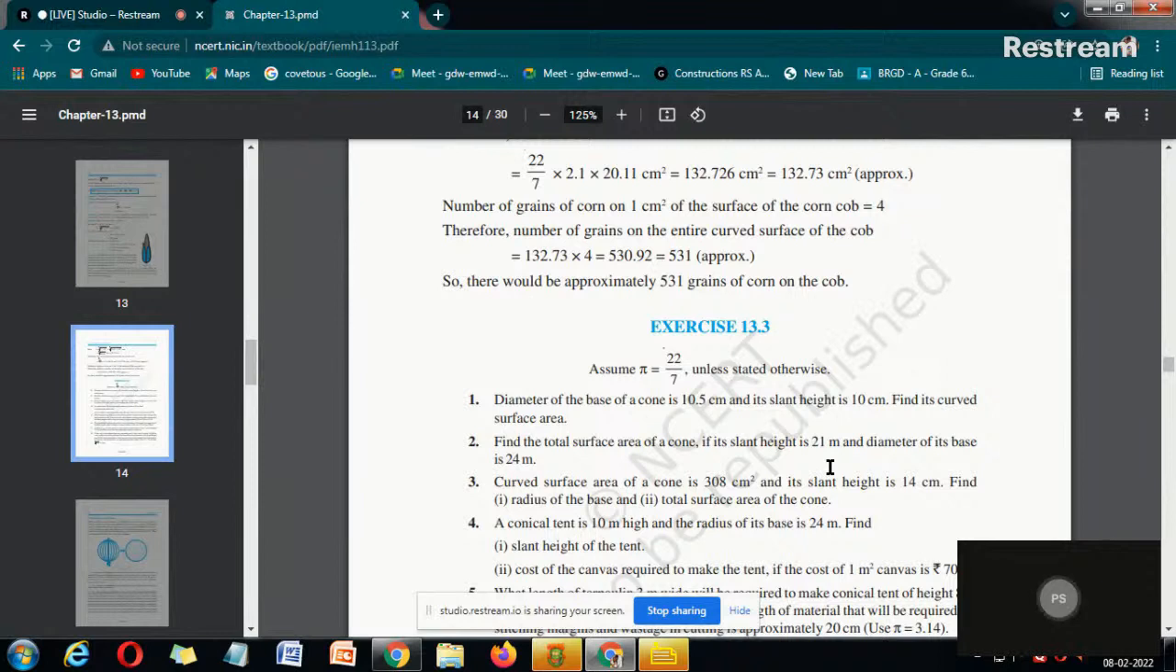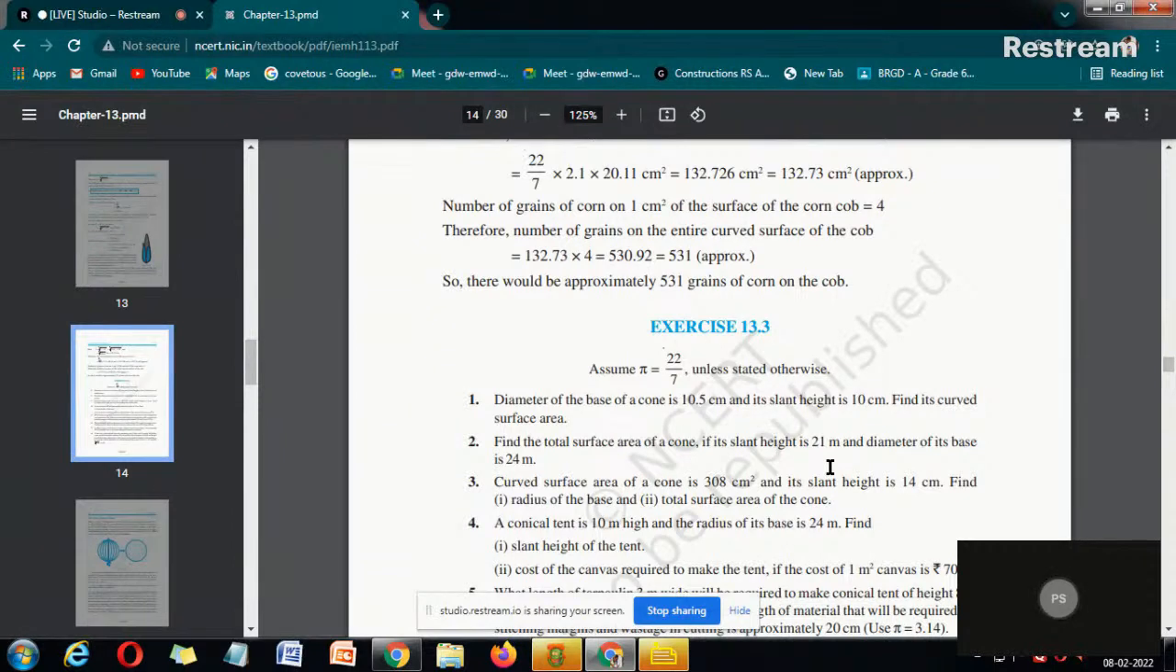Yeah, 165 centimeter square. Going with the second one. Here, the total surface area of a cone. Find the total surface area. TSA of a cone is pi r into r plus L. This is what, na?